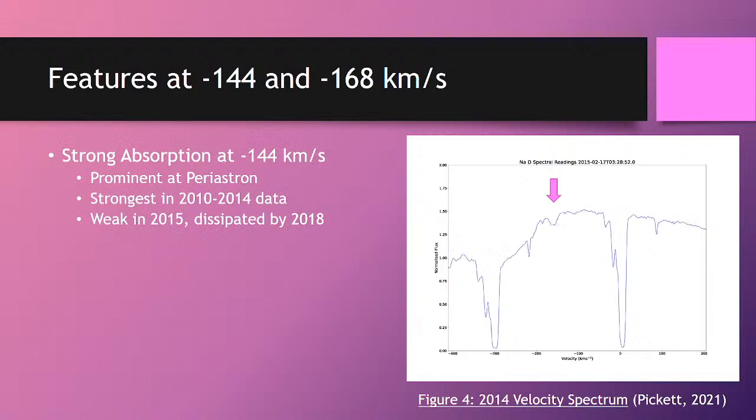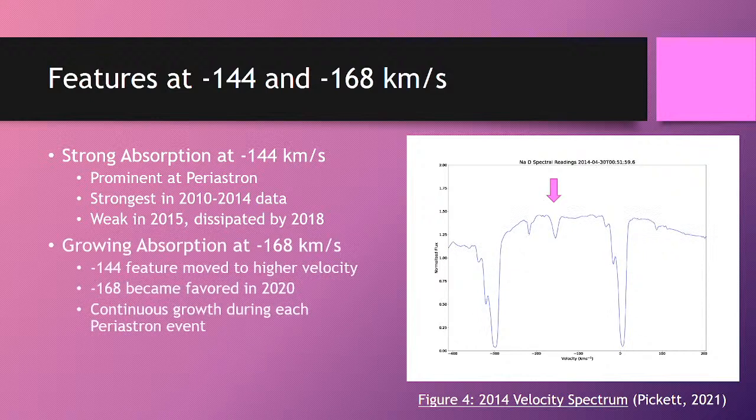So it was at 144 kilometers per second, which you see here, and it was actually strongest in 2010 to 2014. But by 2015, it was getting very weak, and it had pretty much dissipated by the 2018 data. That was not a Periastron, I misspoke. But by the time I got data from 2020, during that Periastron event, it actually seemed as though the 144 feature had moved to 168.